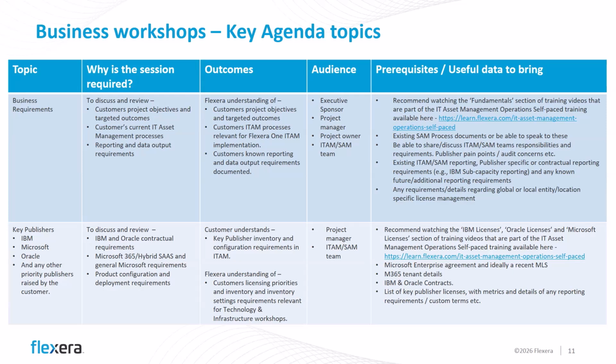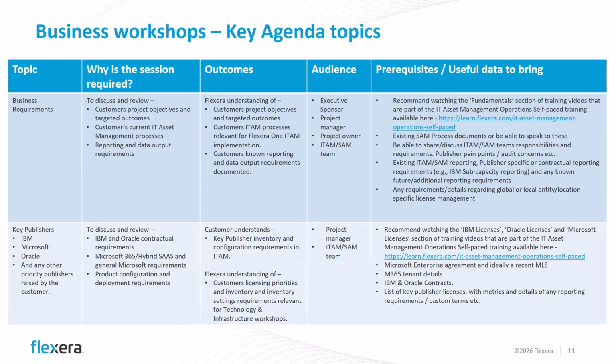Second, key publishers, typically IBM, Microsoft, Oracle, plus any others you flag as priorities. Here we focus on contractual requirements and what that implies for configuration and data. The outcome is shared clarity on your licensing priorities and the inventory requirements and settings implications that feed into the technical workshops.